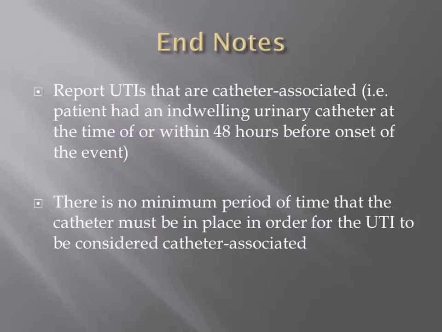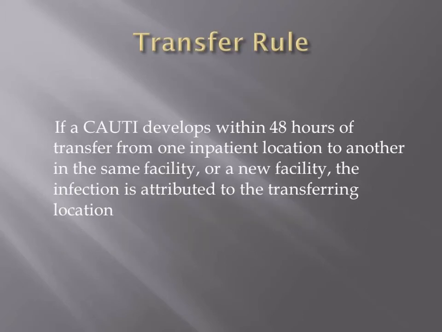So some end notes for everybody out there. Report UTIs that are catheter associated. So these are patients that had an indwelling catheter placed at the time or within 48 hours before the onset of the event. And there's no minimum period of time that the catheter must be in place in order for the UTI to be considered catheter associated. And the transfer rule is if a CAUTI develops within 48 hours of transfer from one inpatient location to another in the same facility or a new facility, the infection is attributed to the transferring location.